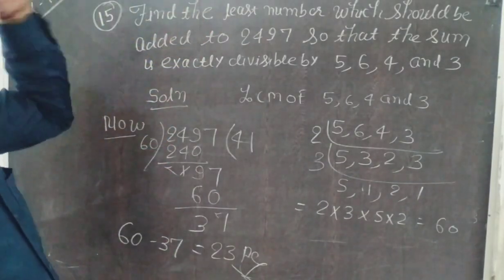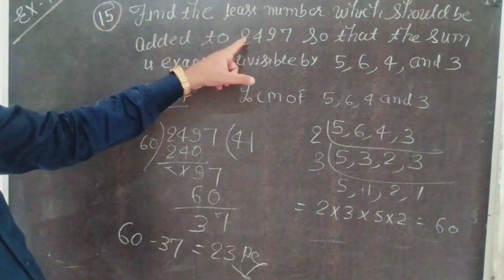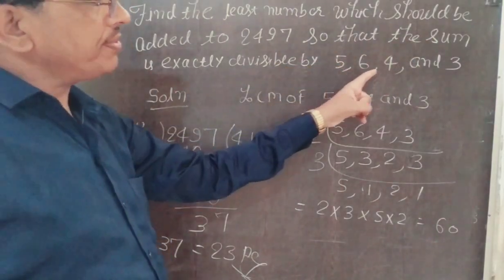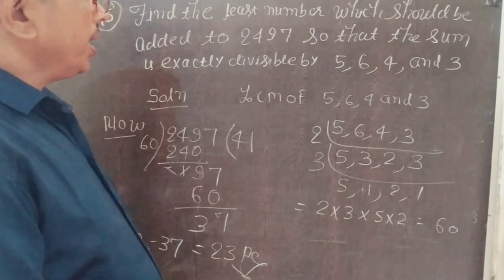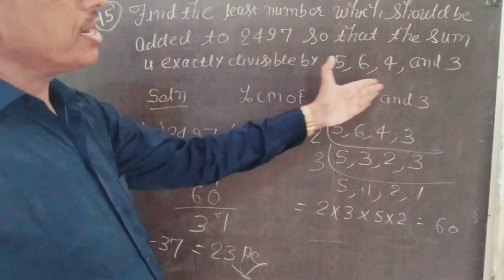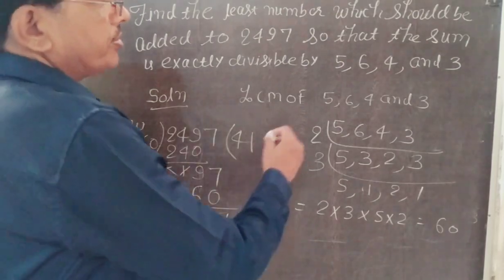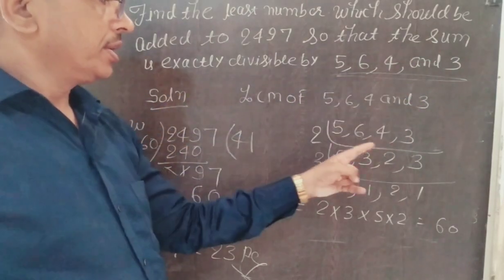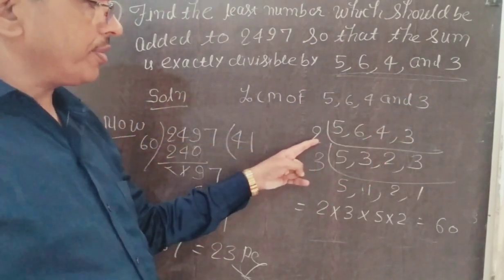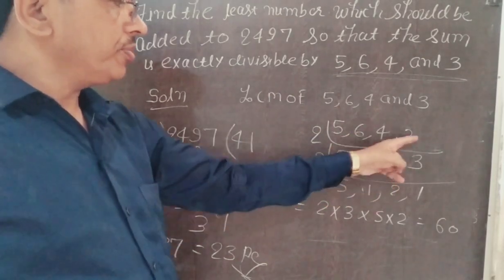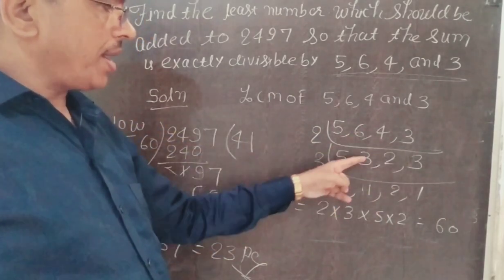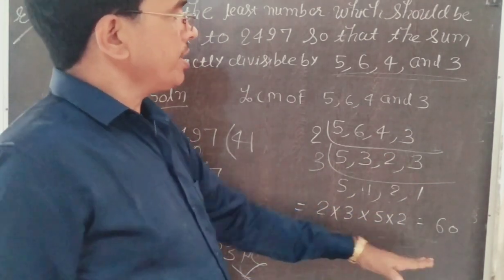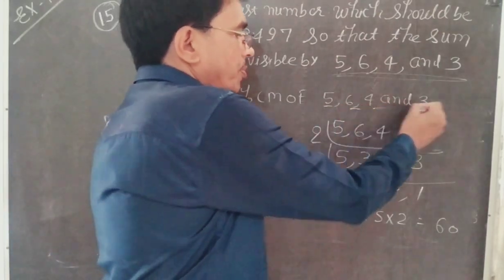Find the least number which should be added to 2497 so that the sum is exactly divisible by 5, 6, 4 and 3. Like this one also, similarly you can solve this. So first you find the LCM of 5, 6, 4 and 3. I write 5, 6, 4 and 3 divided by 2. We get 5, 3, 2, 3. Again divided by 3, we get 5, 1, 2 and 1. We multiply, we get 60. So 60 is the number which is divisible by 5, 6, 4 and 3.